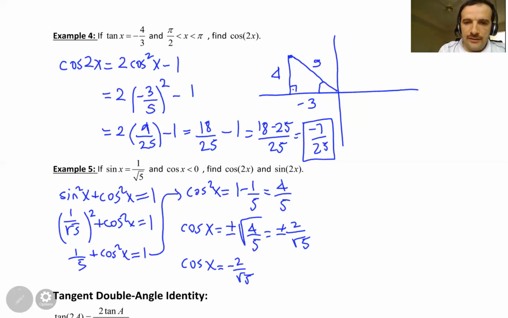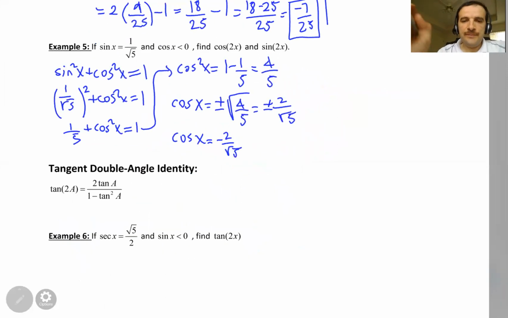Now, let me move it here. So I know what cosine x is. So let's find cosine 2x and sine 2x. For cosine 2x, remember we have 3 different double angle formulas. I can use either of them. So let me use the one that has only sine in it, because sine is already given in the question statement, right? So 1 minus 2 sine squared x.